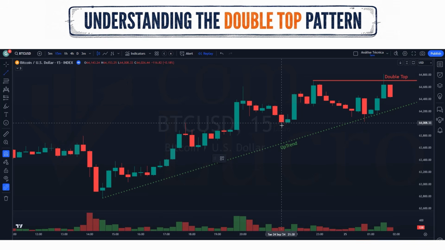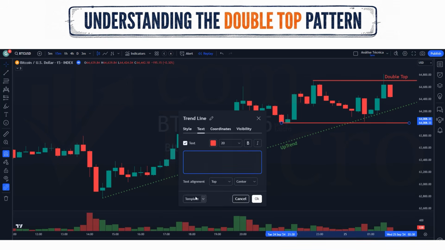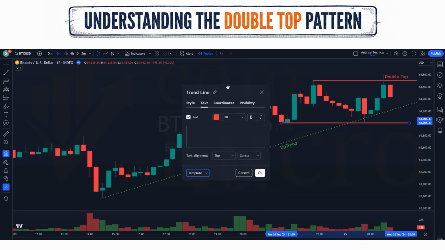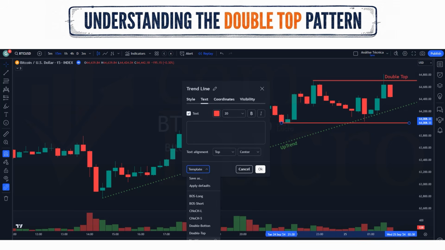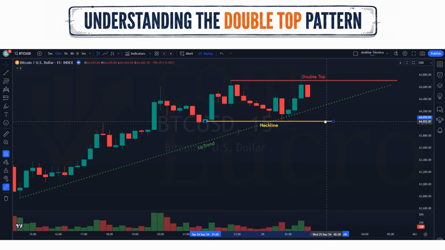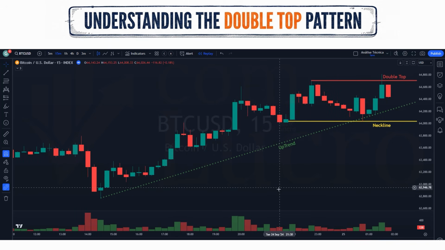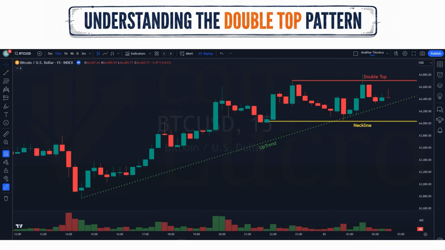Confirmation occurs only when price breaks below the support level formed between the 2 peaks, sometimes referred to as the neckline of the double top. Until that support is broken, the market may simply remain in consolidation or continue the original uptrend.